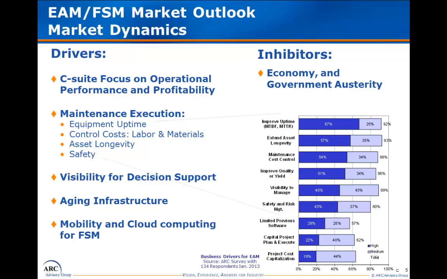Now, in terms of an inhibitor, the economy and the uncertainty associated with the economy, particularly in Europe, is still continuing. And also, the government is a primary user of EAM systems. And with the austerity programs in the developed countries, that is also a bit of an inhibitor for the market. Overall, though, the drivers far outweigh the inhibitors. And that's why we've experienced strong growth in the recent past, and we're expecting to see strong growth in the future.